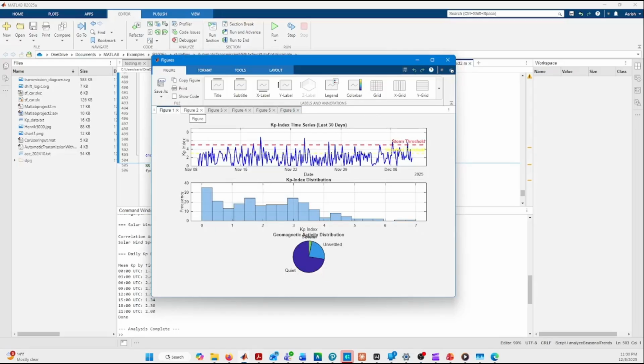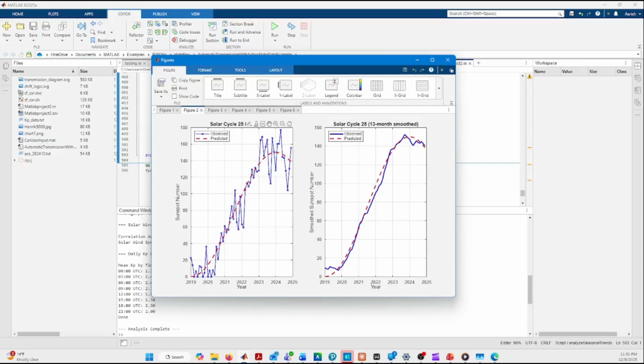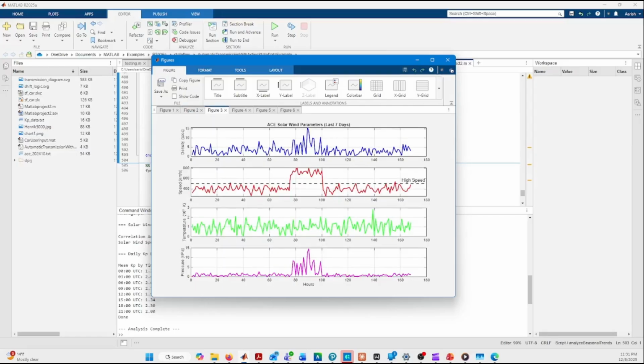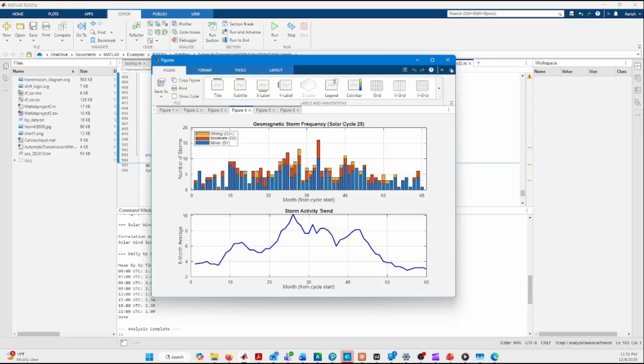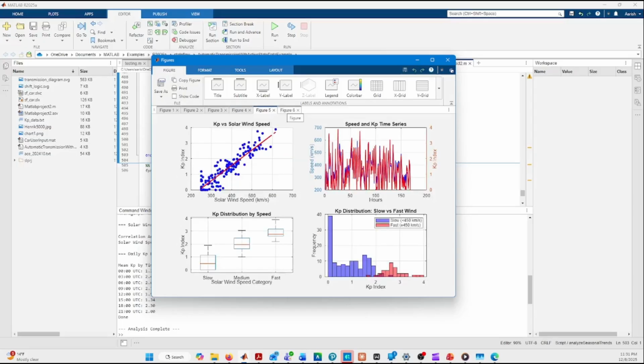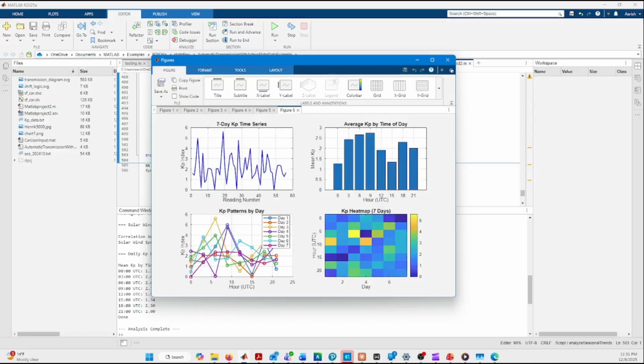This is the KP index series for the last 30 days, and there's the KP index distribution. This is the solar cycle 25 progression, and this is the smooth version. This is NASA's ACE satellite solar wind readings. This is the geomagnetic storm frequency. And these are two other important graphs.